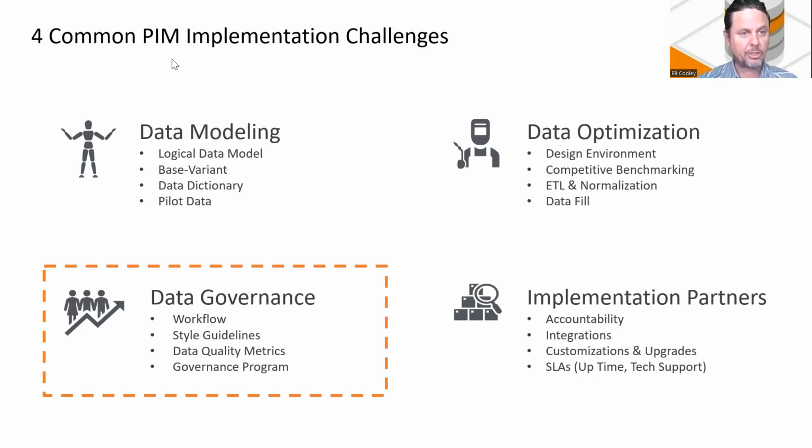Next is data quality metrics. What metrics are we going to track? There's hundreds of data quality metrics that we could potentially leverage. Attribute fill rates, image rates, description uniqueness would be some really common ones. But what are the metrics that we're going to track? How are we going to track them? Who's going to be looking at the reports? And how are we going to manage these reports over time?